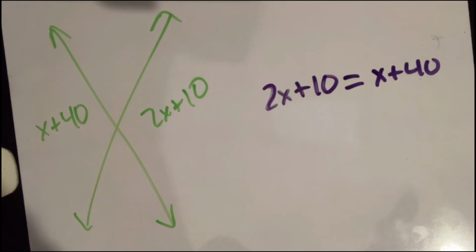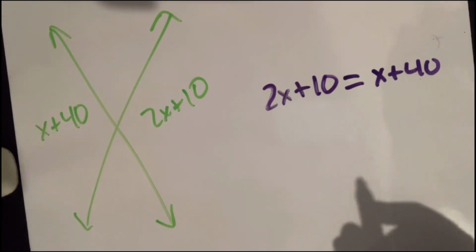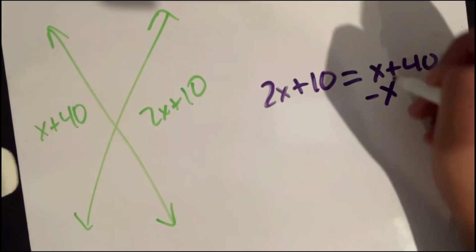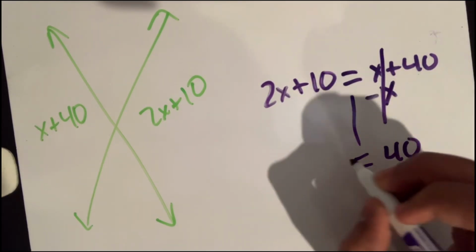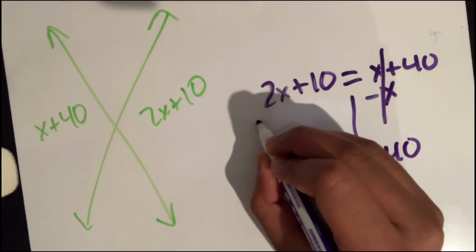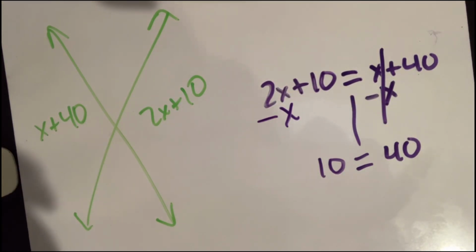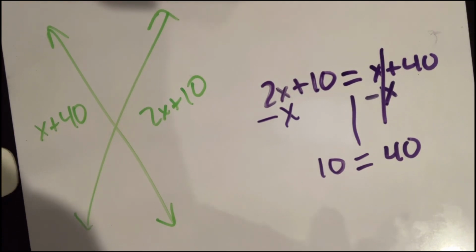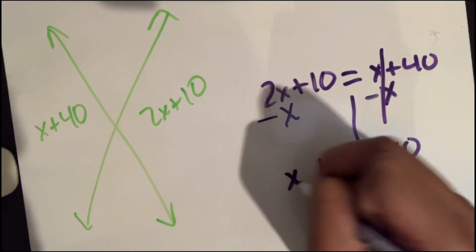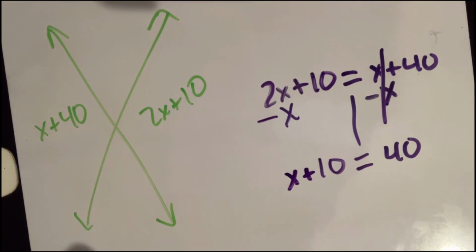Next, subtract x from both sides. Minus x is going to cancel that out, bring down the equal sign and the 40. Then we're going to bring down the 10 and subtract x from 2x. When we subtract x from 2x, it's not just going to take away the variable. We know that x always has the invisible 1 in front of it. So 2x minus 1x equals 1x. And we're going to keep that 1 invisible, so x plus 10 equals 40.